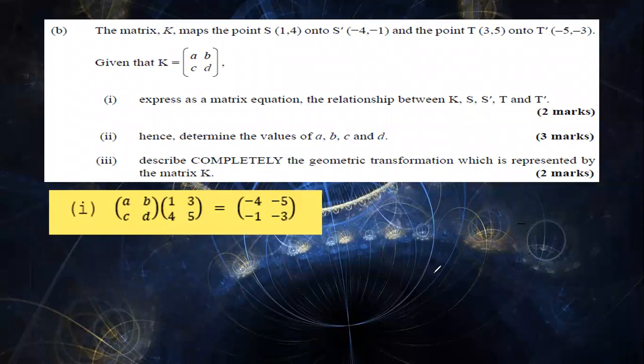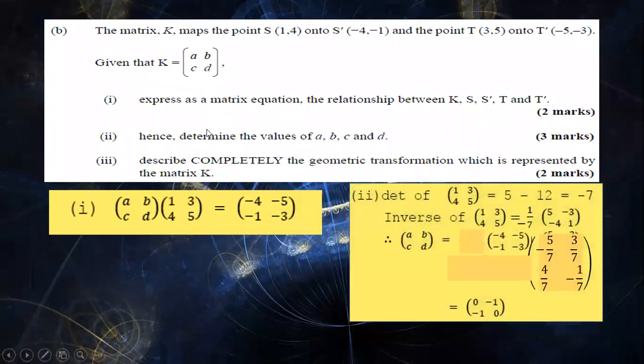Now let's look at part 2, determine the values of A, B, C, and D. Well, what you have to do is find the inverse of the (1, 3, 4, 5) matrix. The determinant of (1, 3, 4, 5) is 5 minus 12, which is -7. So the inverse is going to be 1 over -7 multiplied by (5, -3, -4, 1). And in this case, you put the inverse on the right-hand side, which is a bit off from the usual.